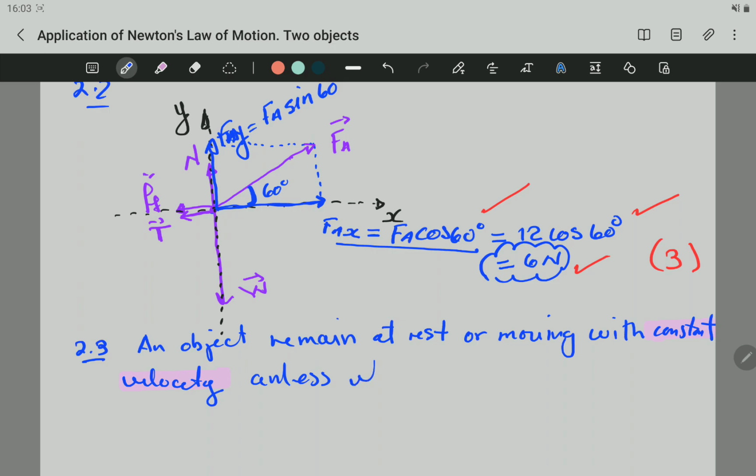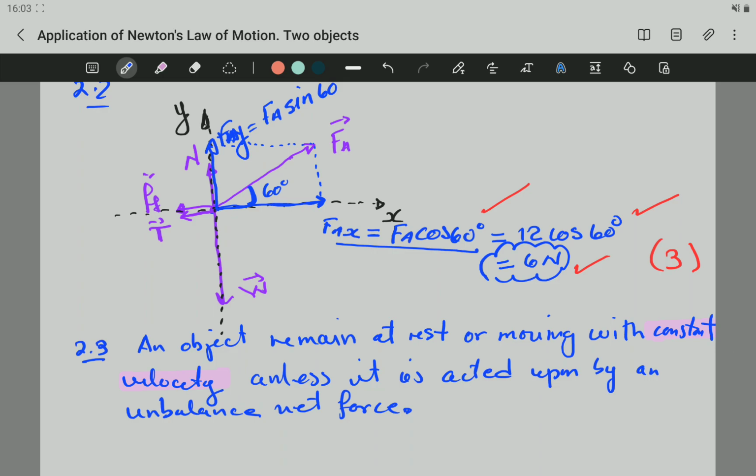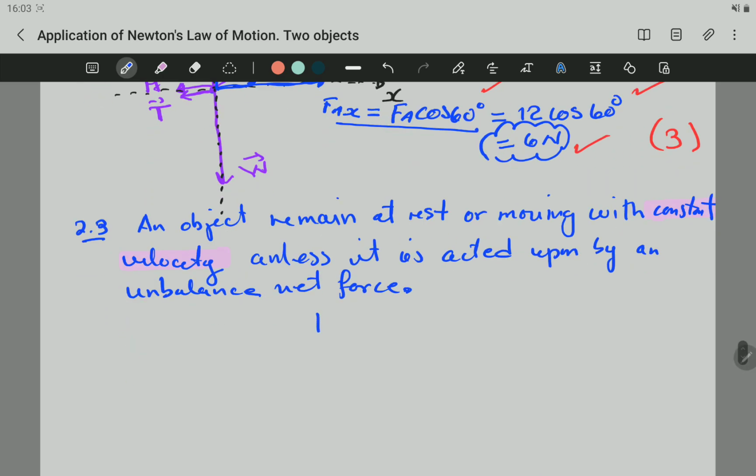it is acted upon by an unbalanced net force. Alright, that is Newton's first law. So an object will remain at rest or moving with constant velocity unless it is acted upon by an unbalanced net force. The formula for that law, remember, is net force is equal to 0.